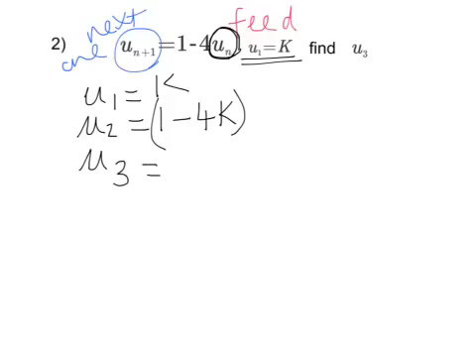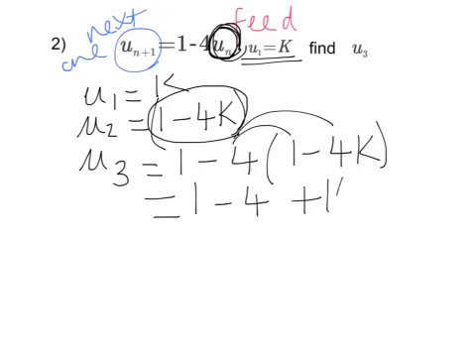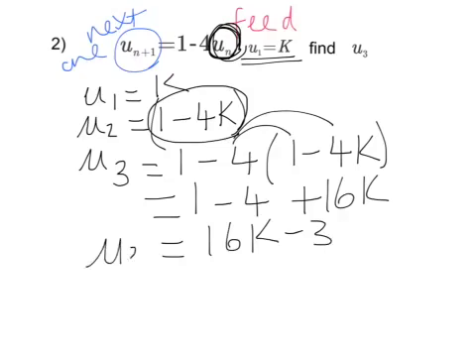Okay, to find U3, I'm going to feed the one that I've just found into the feed. So 1 minus 4 lots of the one I've just found, so 1 minus 4K. And then I'm going to multiply it out, which gives me 1 minus 4 plus 16K, which gives me 16K minus 3. So U to the 3 is 16K minus 3. Done.